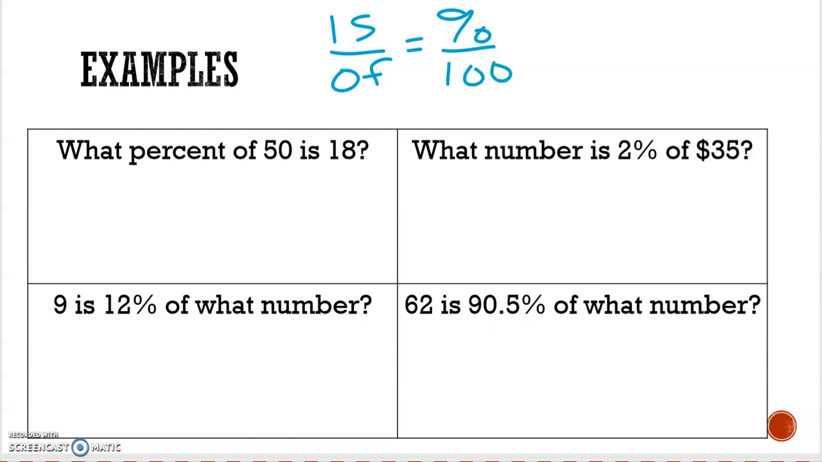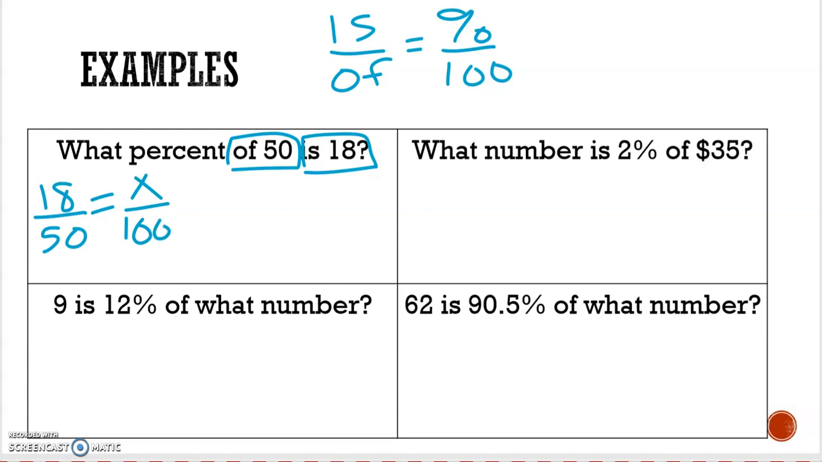Alright, so it says, what percent of 50 is 18? So that means, because the of is next to the 50, 50 goes on bottom. Is is next to the 18, so 18 goes on top. And that means we don't know the percent, so we're going to put an X there, and then 100. This 100 always stays there. The 100 is never changing throughout all the problems. The only things that you could fill in are where the 18 is, the 50 is, or where the X is.